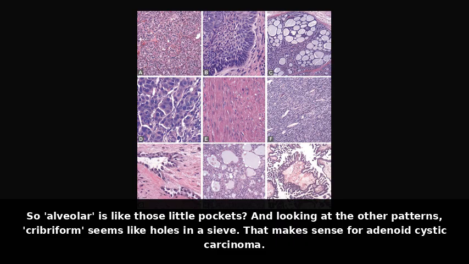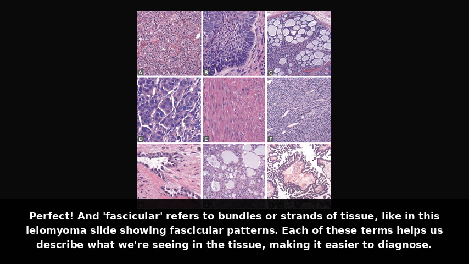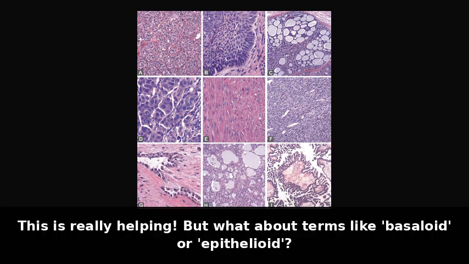And looking at the other patterns, cribriform seems like holes in a sieve. And that makes sense for adenoid cystic carcinoma. Perfect. And fascicular refers to bundles or strands of tissue, like in this leiomyoma slide showing fascicular patterns. Each of these terms helps us describe what we're seeing in the tissue, making it easier to diagnose. This is really helping.